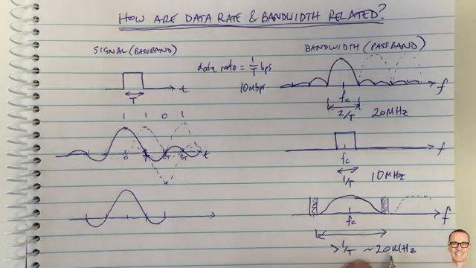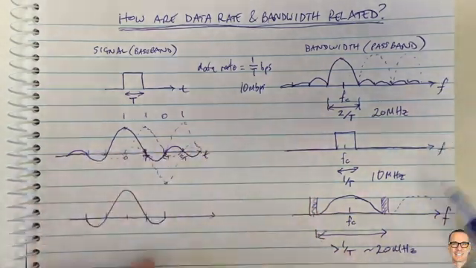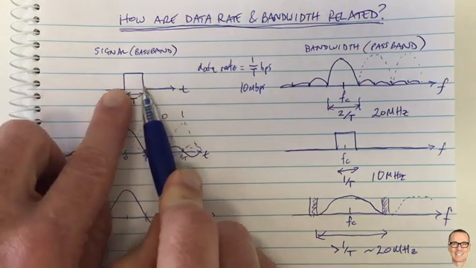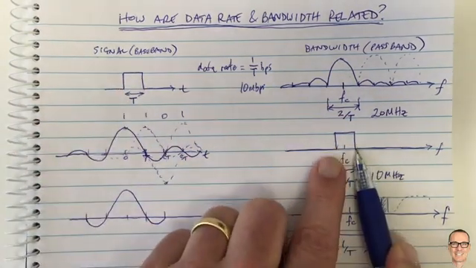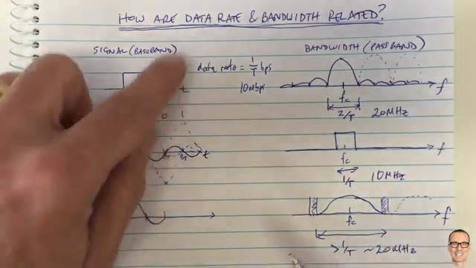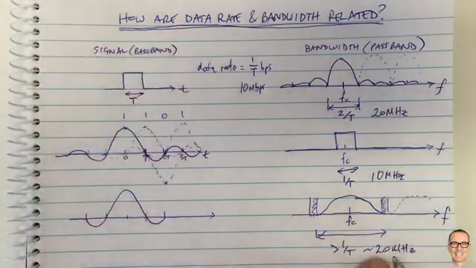So this is a compromise because you're realizing you can't have it exactly finite in time, and you can't have it exactly finite in frequency. So we have a compromise. And so this is how the data rate relates to the bandwidth.